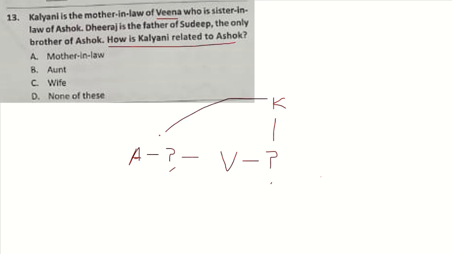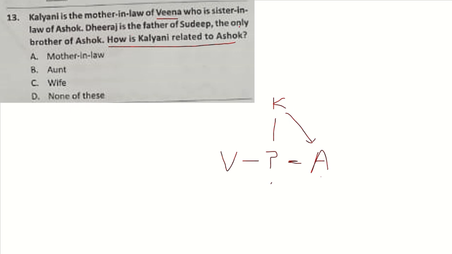They have a very far relation. So we'll consider the other possibility, where Ashok is the brother of Veena's husband, making him Kalyani's son. So Kalyani will be the mother of Ashok.